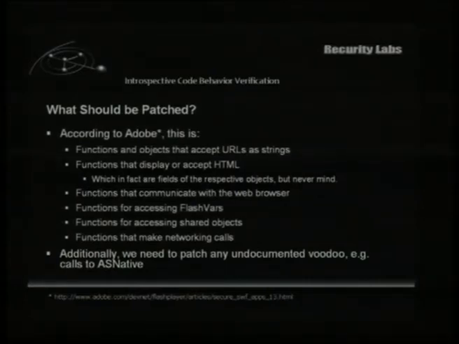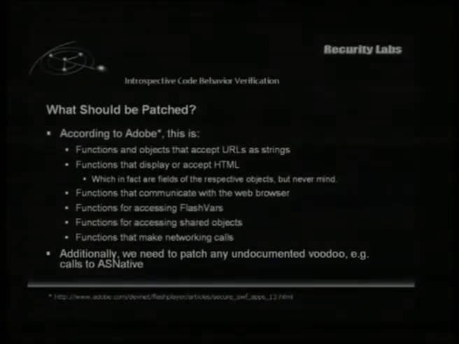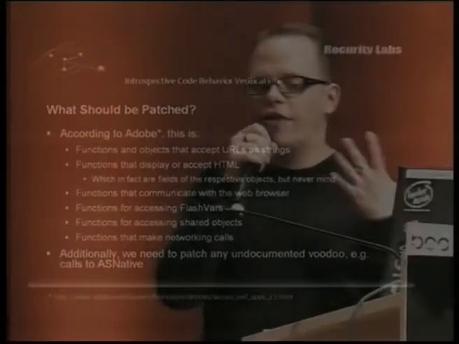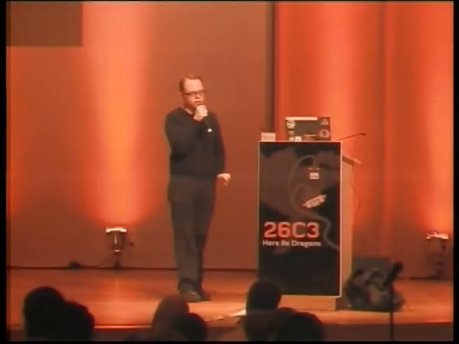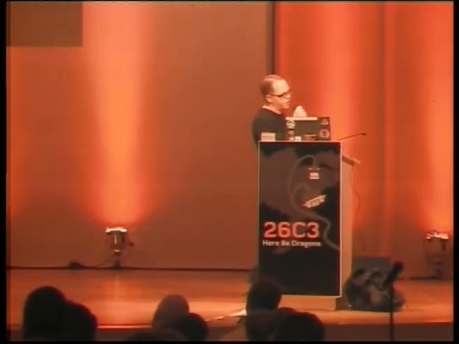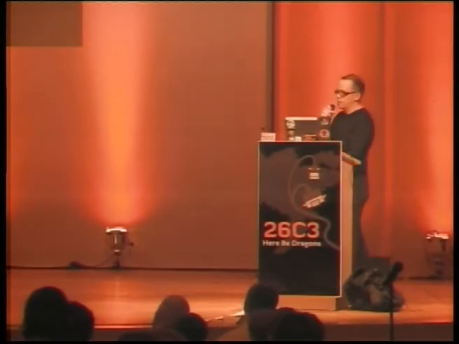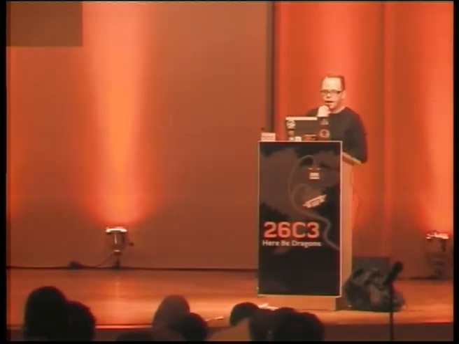He published a list of functions that are potentially evil, where you could potentially have issues. Functions or objects that accept URLs as strings, obviously push you to other websites or pull stuff from other websites. Functions that display or accept HTML. There are text boxes in Flash, where Flash developers commonly take text from anywhere and put it into the text box, which is a relatively bad idea because the text box actually renders HTML, which includes JavaScript, which then, you know, makes it all interesting.